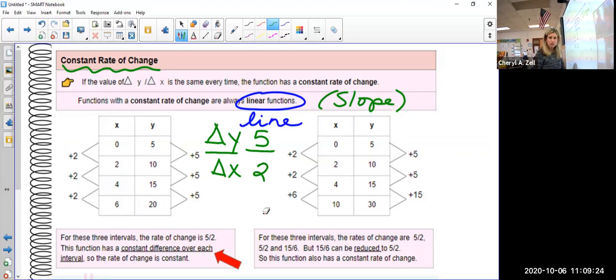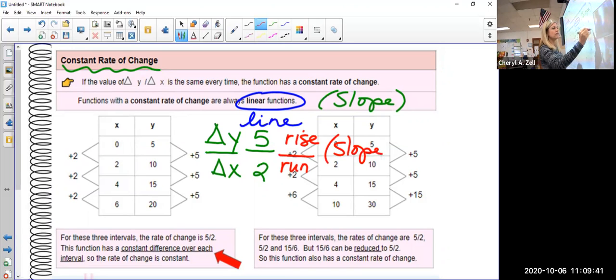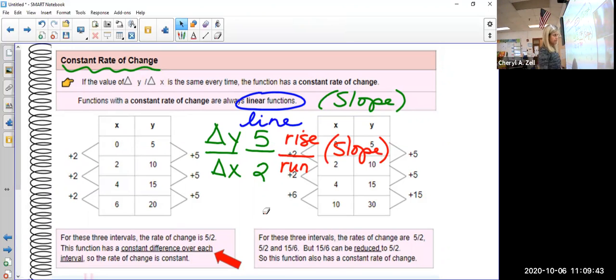Okay? So the change in y over the change in x is 5 over 2, in which what you're going to learn later, the slope is rise over run. And that is going to be your slope of the line. Meaning, you're going to go up 5 and run 2. Up 5 over 2. Up 5 over 2. Those are going to be your points on the line.